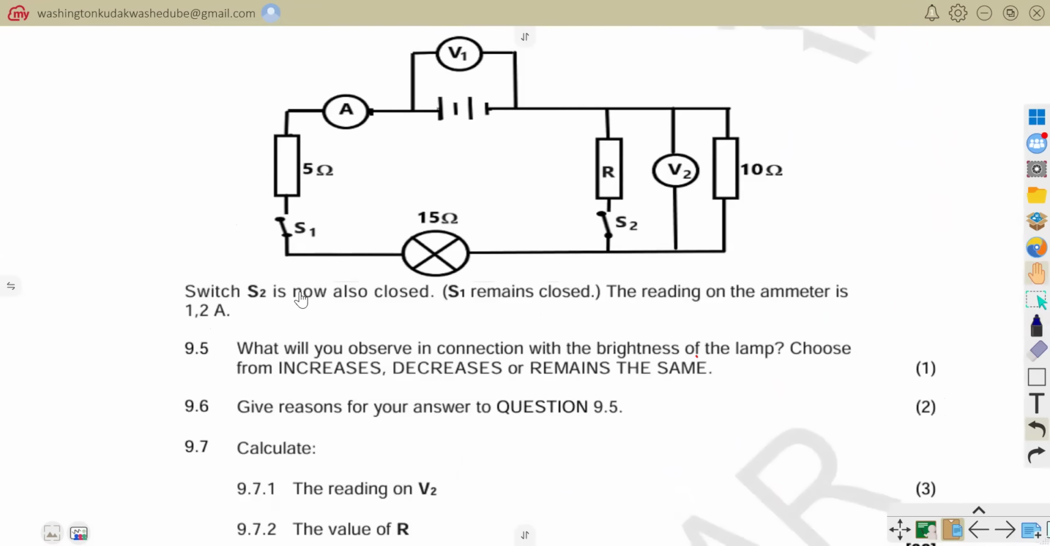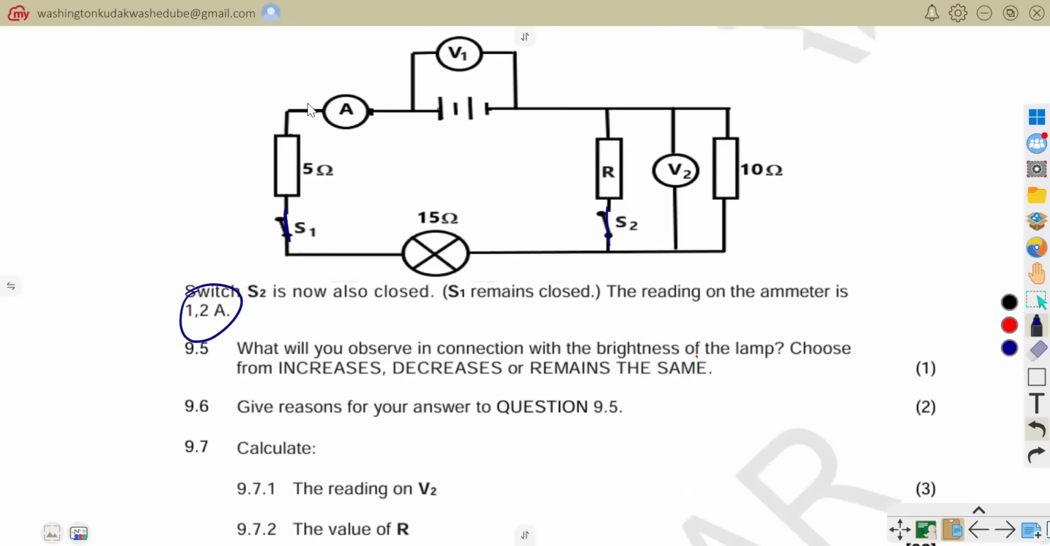Now they are saying switch S2 is now also closed, which is also this. Now we have this switch closed, that switch closed. And then they're saying the reading on the ammeter is now 1.2 amps. What will you observe in connection with the brightness of the lamp? Choose increase, decrease, or remains the same.